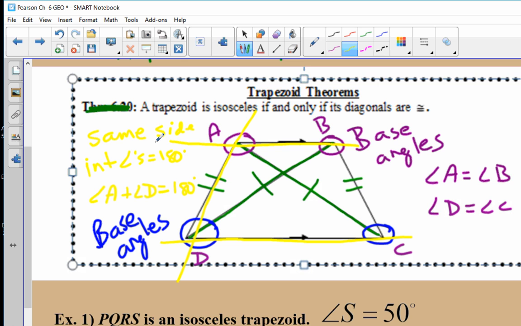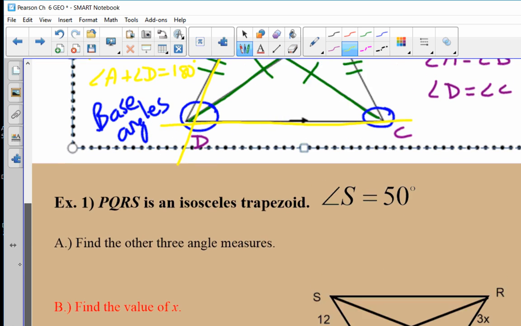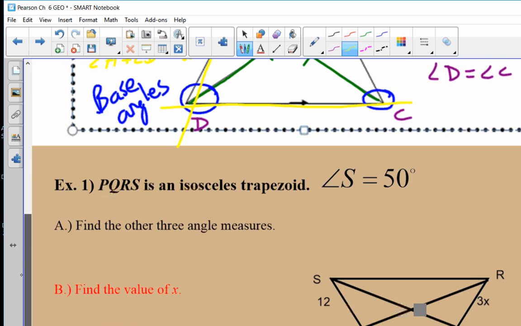But base angles are a big thing. You've got to have that down. And then you've got parallel sides, so you've got a trapezoid. On a trapezoid, you've got transversal stuff that you're going to try to use. Okay, all right. Here we go.